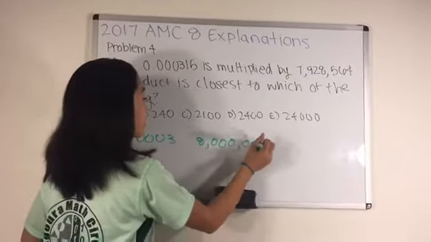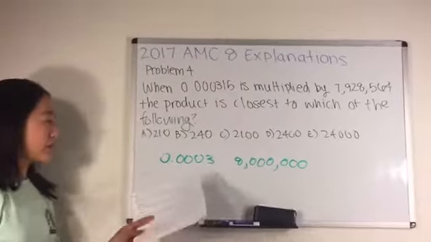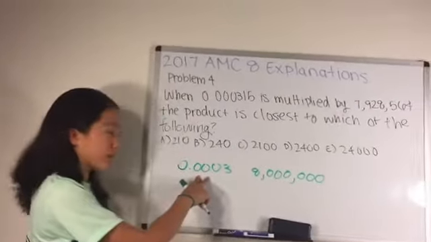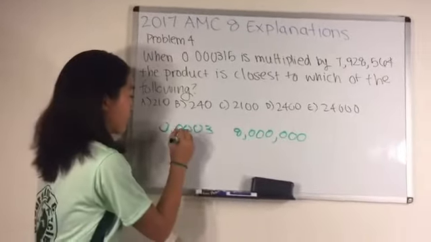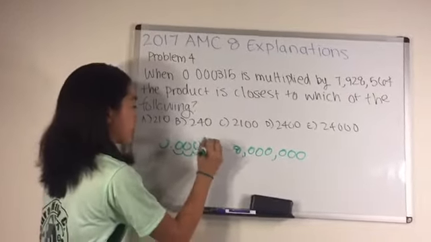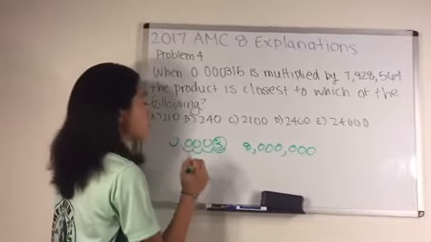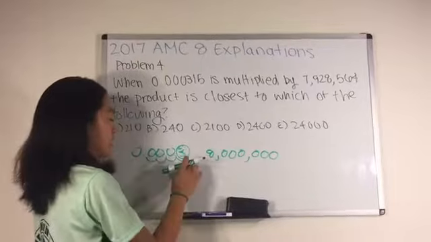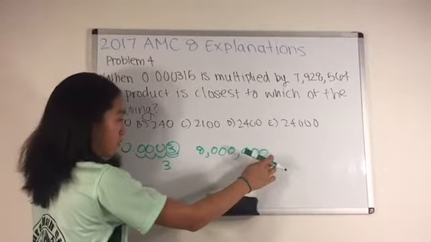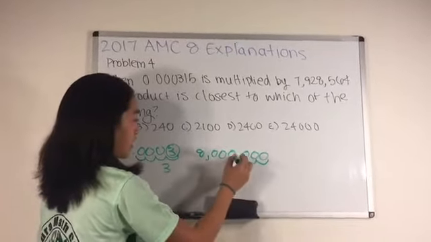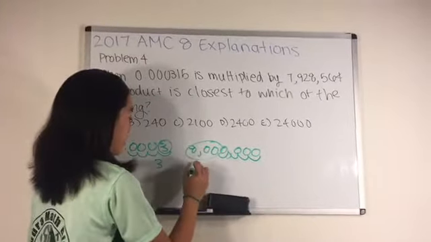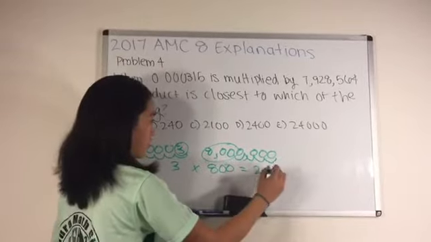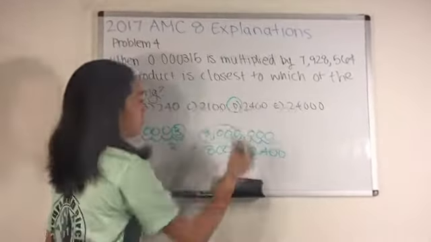Now, in order to make our multiplication easier, you don't actually have to multiply these two out. There's an easier way. You should first make 3 into a whole number by moving it over 4 decimal places, which means 0.0003 is now just 3. And then if you move this 4 decimal places, you should take away 4 decimal places from this, so that's 4, and then you have 800. So 800 times 3 equals 2400, which is D.